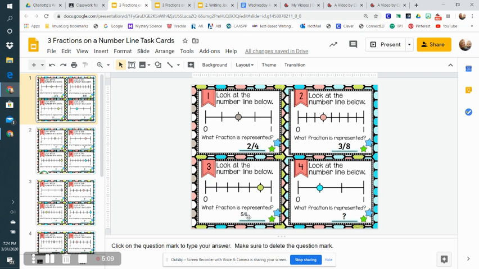So what fraction is represented? 5/6. Everyone say that. 5/6. Excellent. Okay, here is the last one we're going to do together, and then I'm going to let you guys go ahead and try some on your own. So, do you remember what I said to do first? What should you notice?